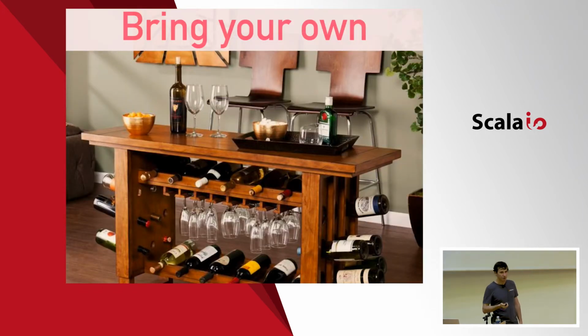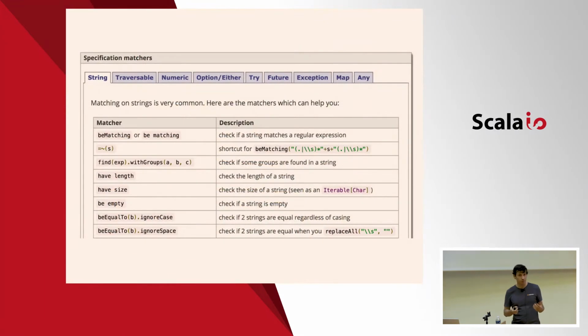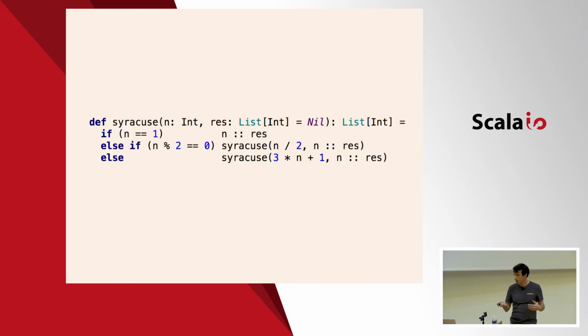But more generally, in Specs2, you're going to use matchers to do your assertions. So out of the box, Specs2 comes with a lot of different matchers for strings, collections, futures, options, and so on. And you are really encouraged to use them. But you are also really encouraged to create your own. I mean, your domain is probably unique, and you have your own language, and it's quite cool to create your own matchers for your own language.